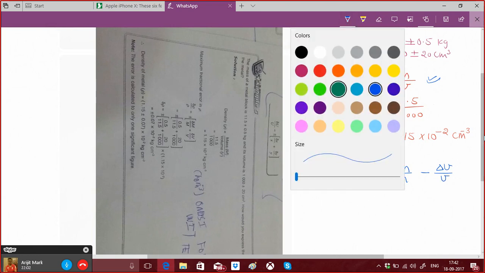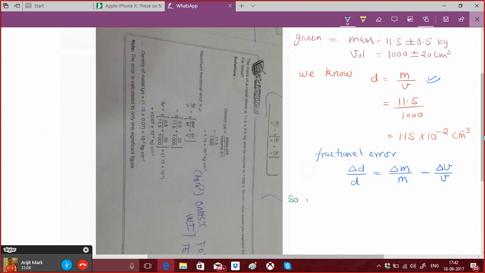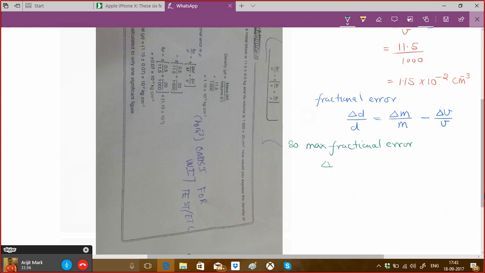12 divided by 3, okay. And then the maximum fractional error. You can write this directly, but if you get in the habit of writing it this way, it will be much more convenient to understand. And then it will be positive: del d by d equals del m by m plus del v by v. Clear?